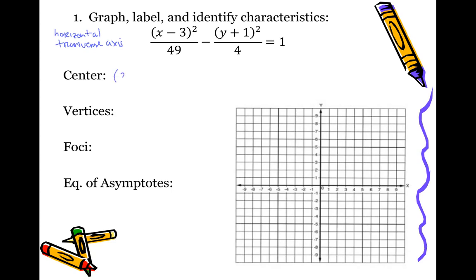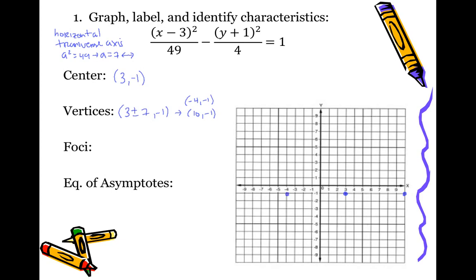The center is going to be 3, -1. Your a squared is 49. So a is 7, and you're going to be going left and right. Right? So I'm going to be going left and right 7. So it's going to be 3 plus or minus 7, -1. So your vertices are -4, -1, and 10, -1.